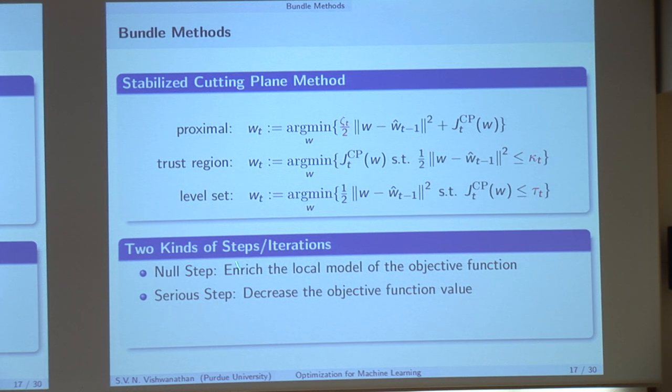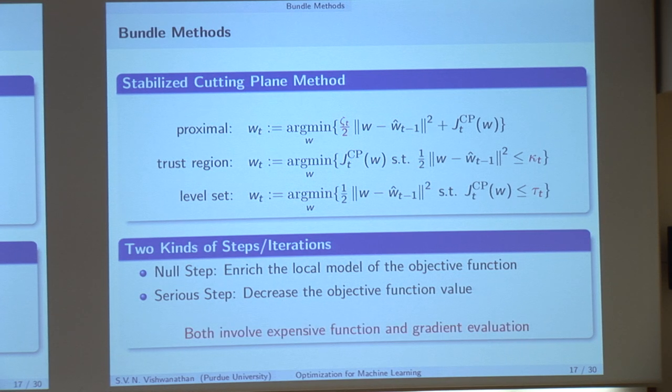So all these methods have what is called a two-stage process. The first stage is what they call a null step. I have a non-smooth function, and because of that I do not know enough about what is happening around me. So what I need to do is explore locally around this point to see how the function looks. Once I have a good idea of how the function looks locally, then I have enough confidence to take a step, and that step will decrease my objective function. These steps where you explore the function locally are called null steps, and the place where you actually decrease your objective function is called a serious step.